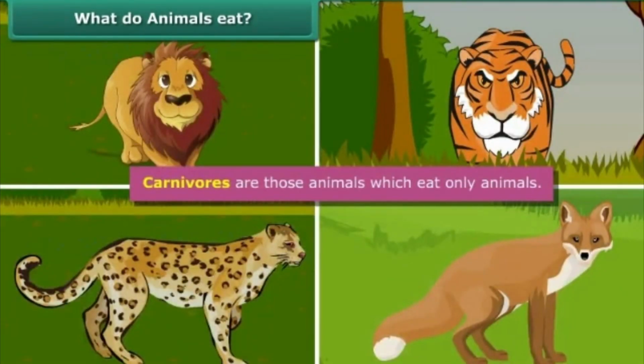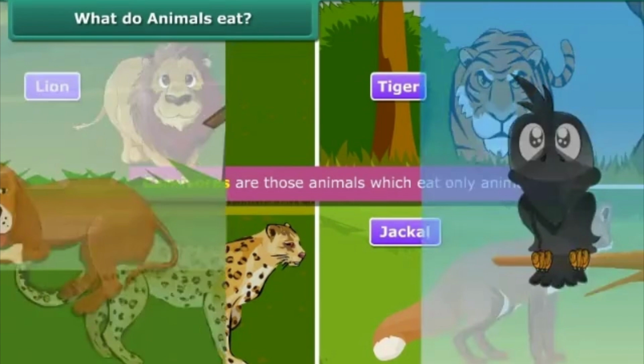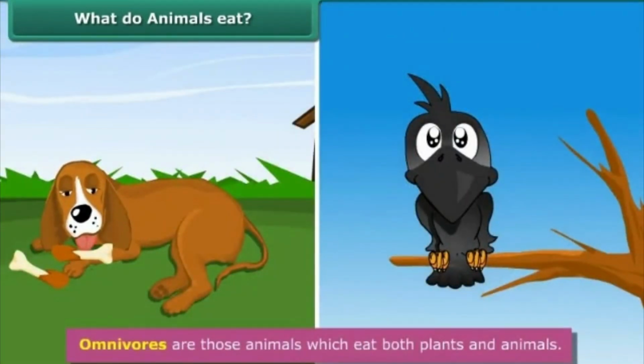Carnivorous are those animals which eat only animals. Example, lion, tiger, jaguar, jackal, etc. While omnivores are those animals which eat both plants and animals. Example, dog, crow.